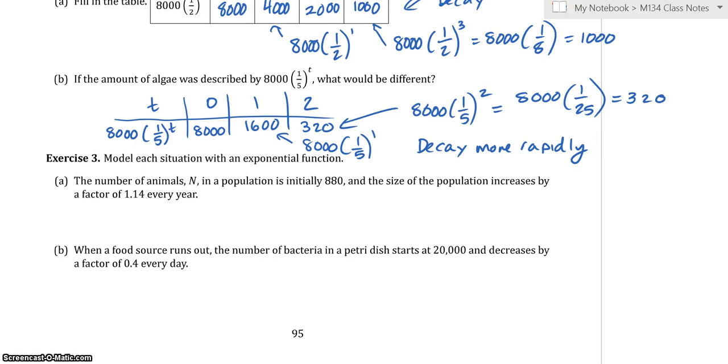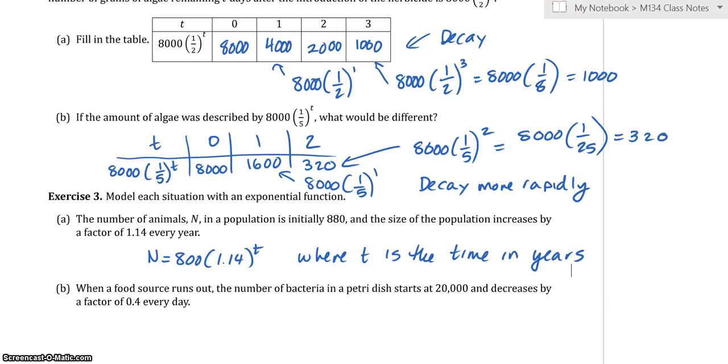Model the situation. The number of animals in a population is initially 880, and the size of the population increases by a factor of 1.14 every year. Go ahead and try that one. Pause it, and come back when you're ready.